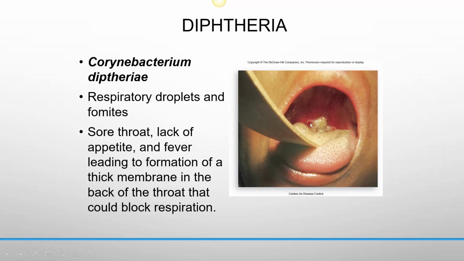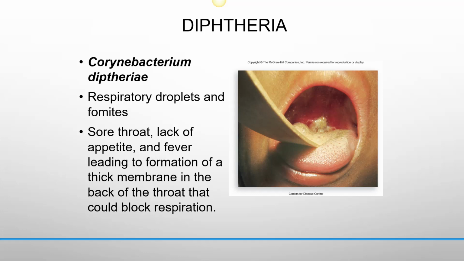So looking in the back of the throat, here is what that thick membrane looks like. And it can actually grow over the entire back of the throat and prevent the person from being able to breathe. If you try to scrape off that thick membrane that forms, you'll actually scrape off the underlying tissue. So it's all raw and bloody back there, and you can cause a lot of damage trying to dislodge that membrane. In addition, Corynebacterium diphtheriae produces toxins, and these toxins are very virulent, so they can make someone really sick.